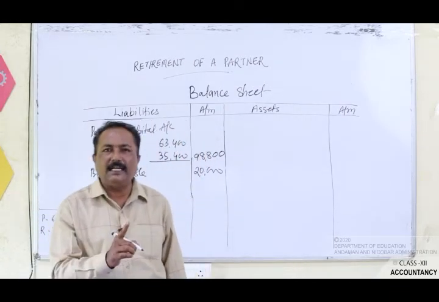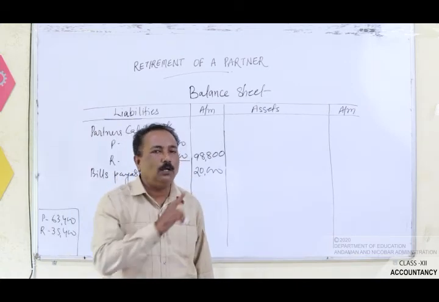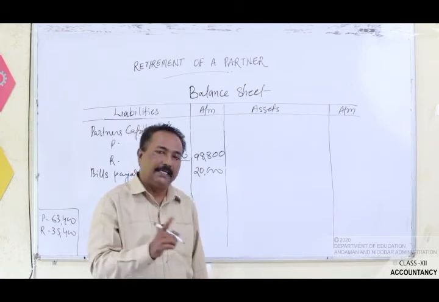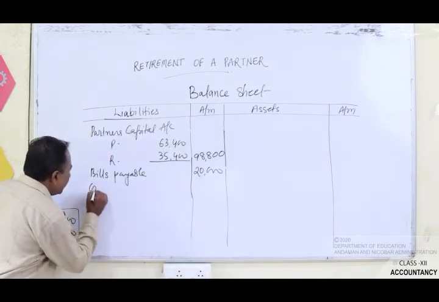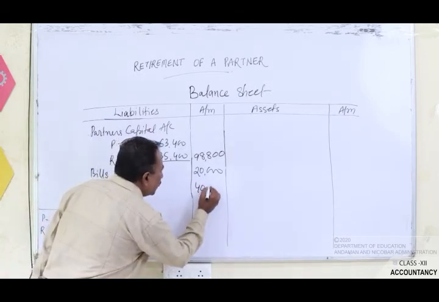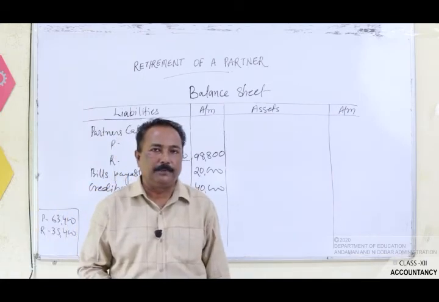The value of the creditors has also to be recorded as the same which is given in the old balance sheet, because neither its value has increased nor has decreased. So, it is creditors rupees 40,000. Now, let us pass on to the next item.